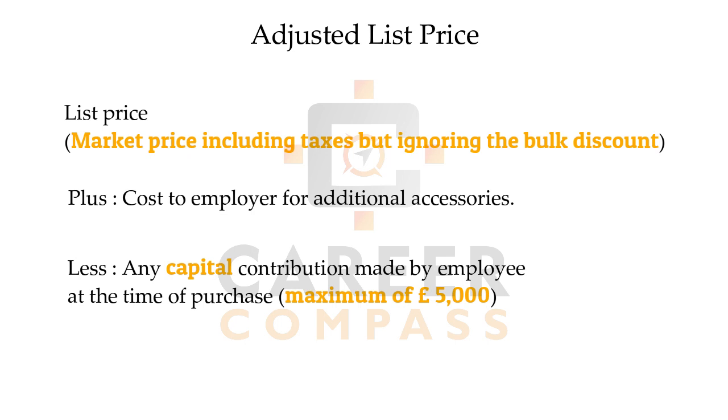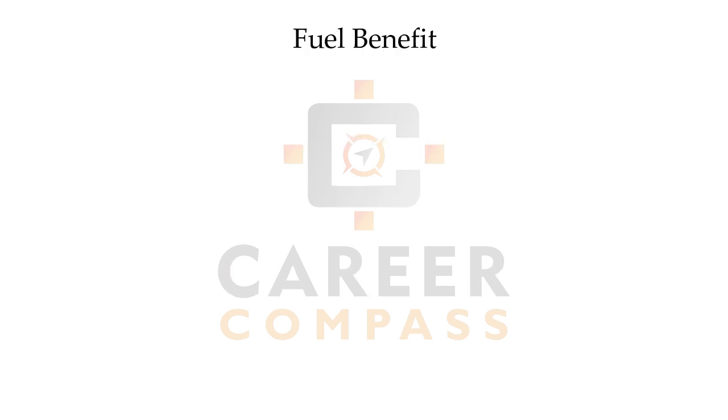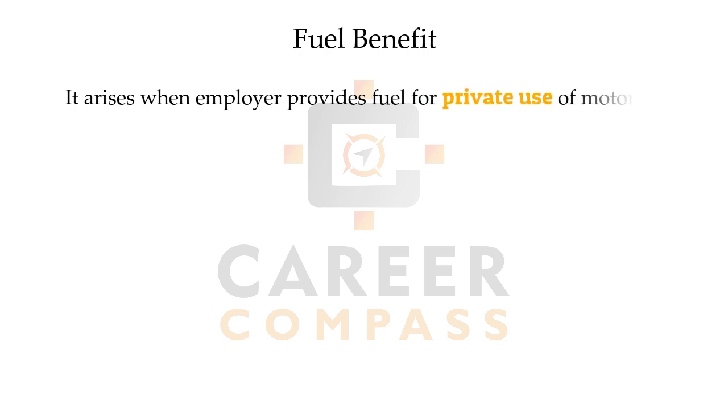Then students, capital contribution has the maximum limit of 5000 GBP. So it's all over students, car benefit is over. So now let's see the next benefit, which is fuel benefit. It generally arises when the employer pays the fuel cost for private use of the car.